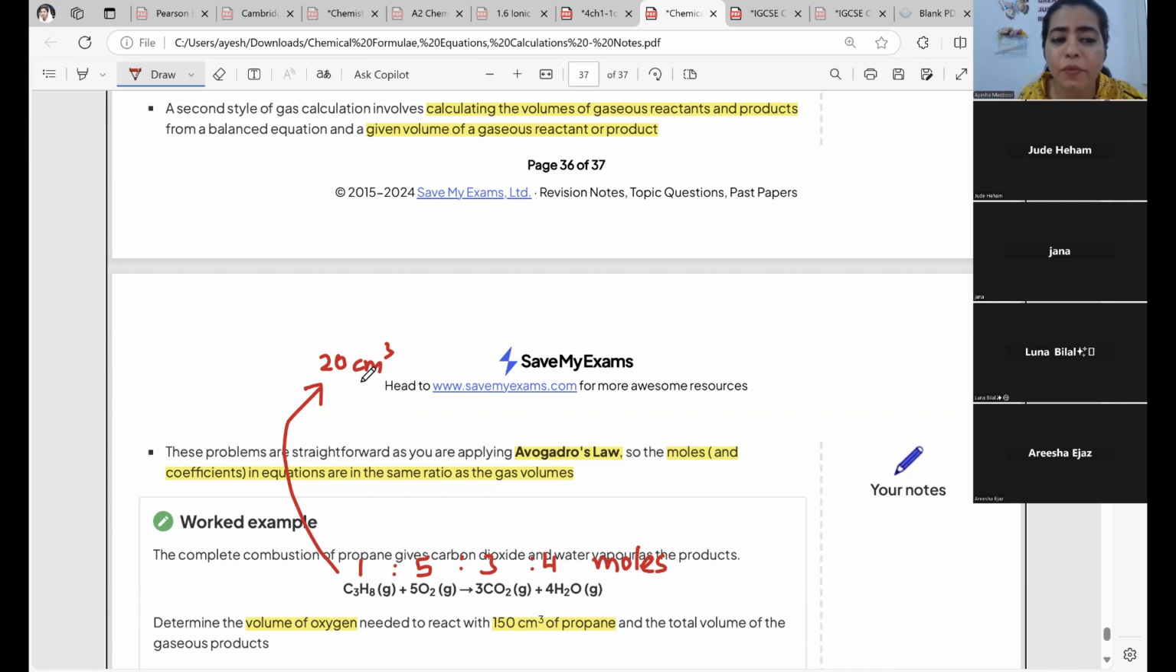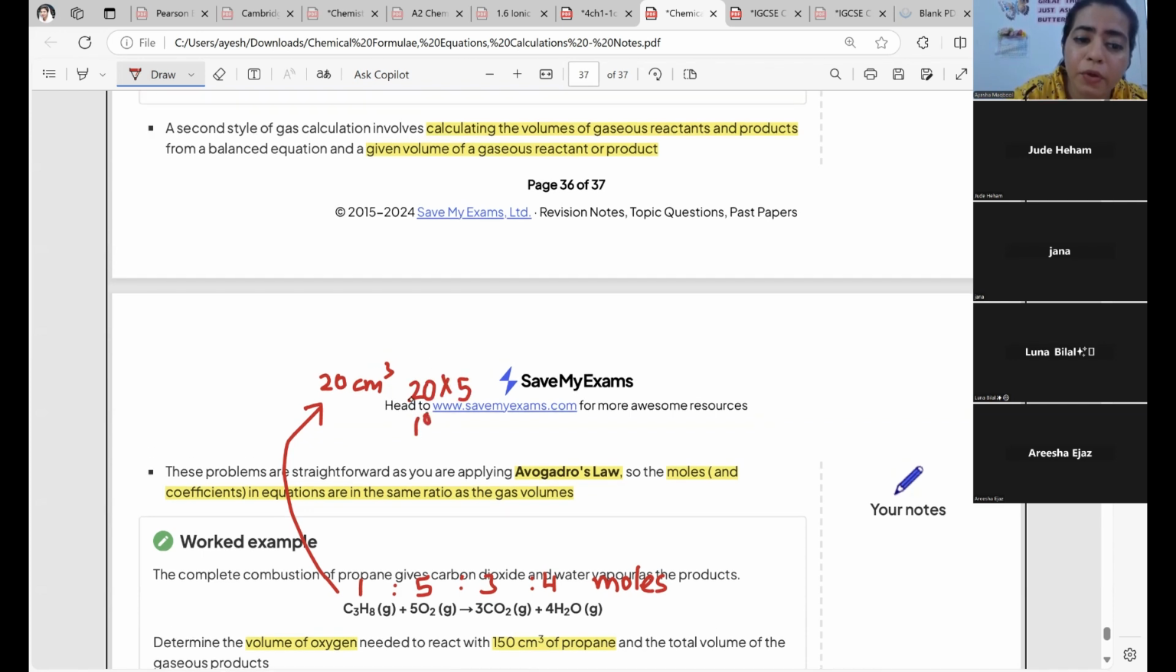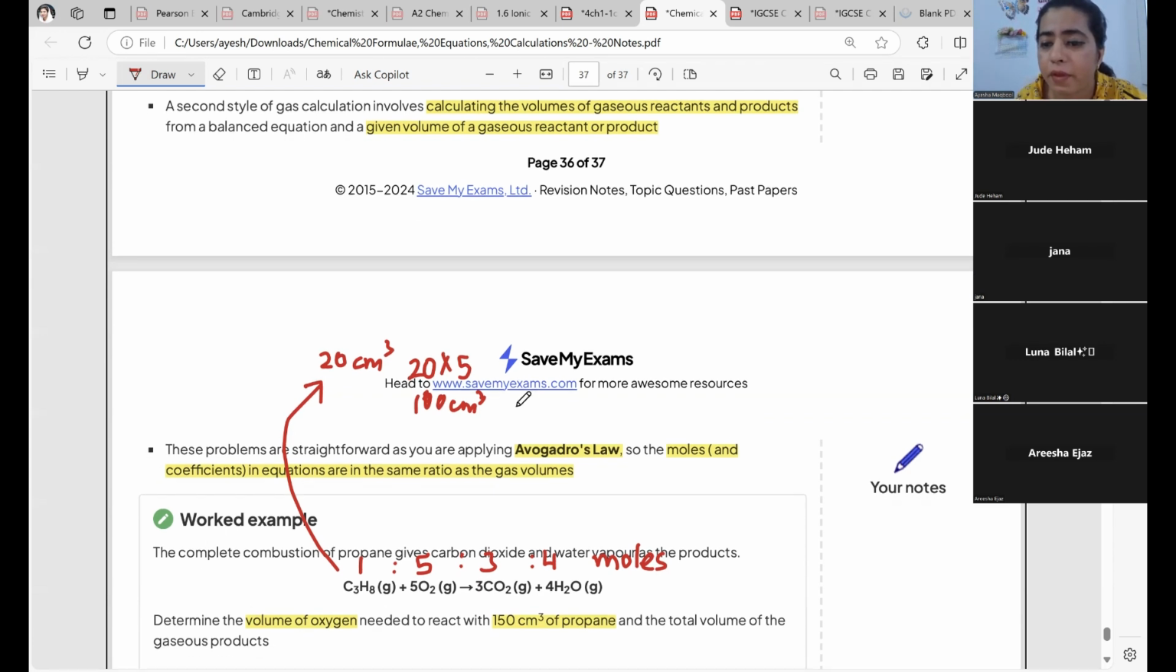So check it again. If this is going to have the volume 20 cm cubed, what should be the volume of oxygen? Use the same ratio and multiply this volume by 5 to get the volume of oxygen. Getting this point? Then it will be 20 times 5, 100 cm cubed. Same way, if I want to find the volume of carbon dioxide, what should it be? 20 times 3, which is 60. And for the volume of water? 20 times 4, 80.